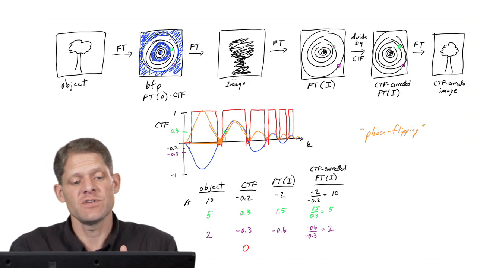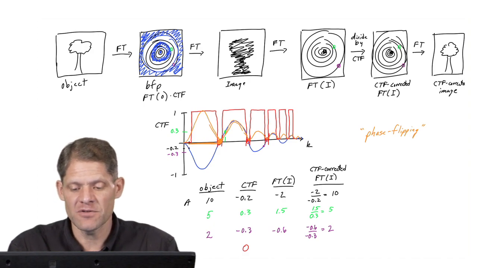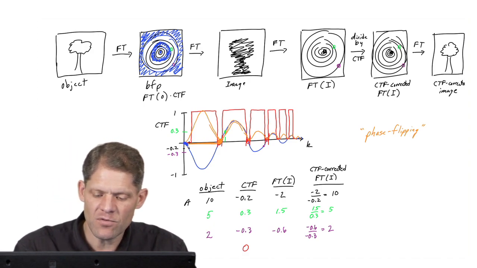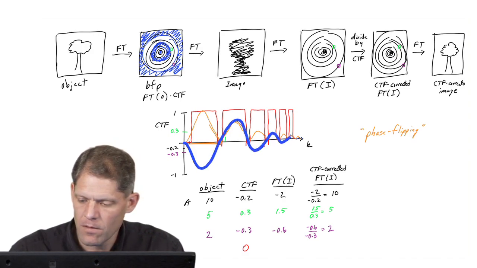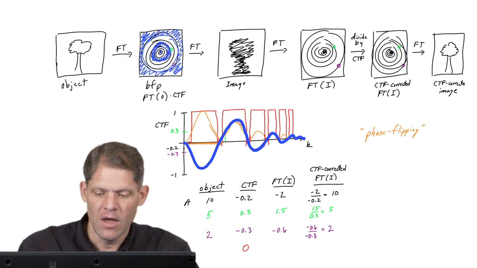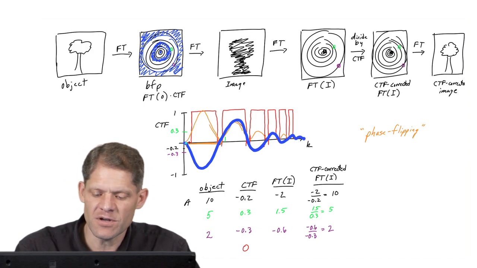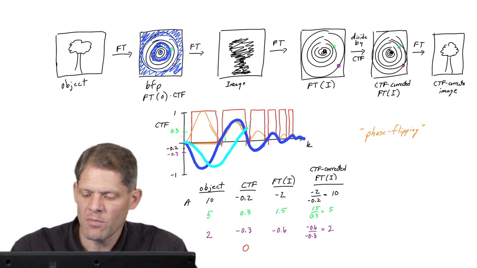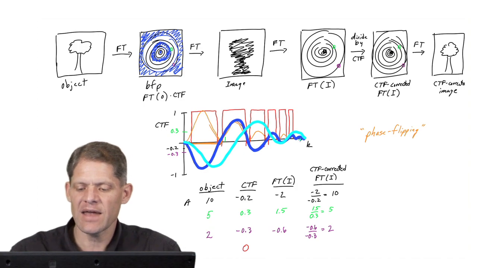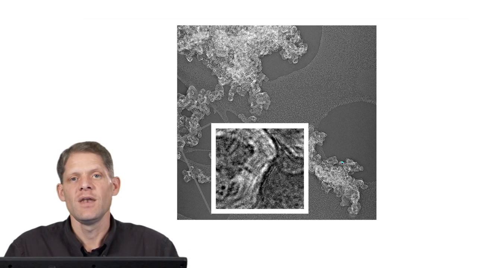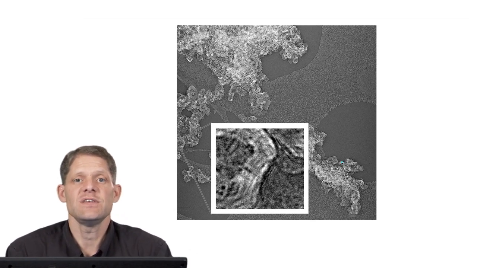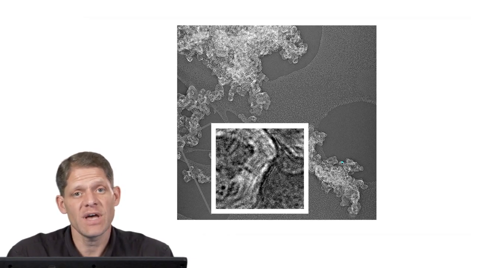So if you can take pictures of the same object with different defocus values, one image may give you this CTF, but if you took another image at a different defocus, you might get a CTF that looked more like that. You can use the information from this image to discover the amplitudes and phases of these Fourier components that are lost in the first.